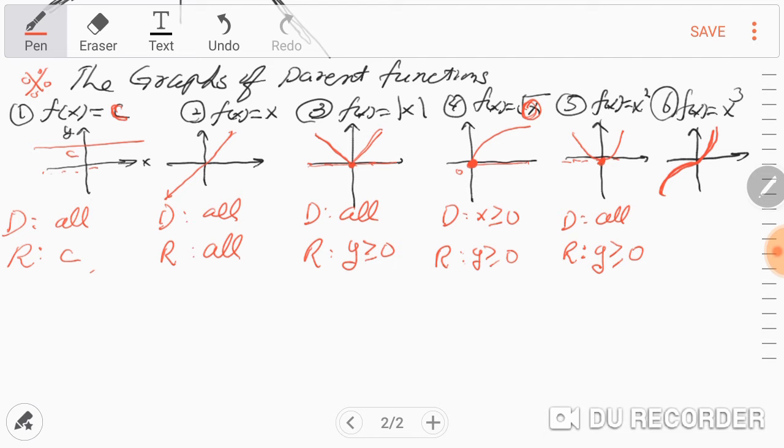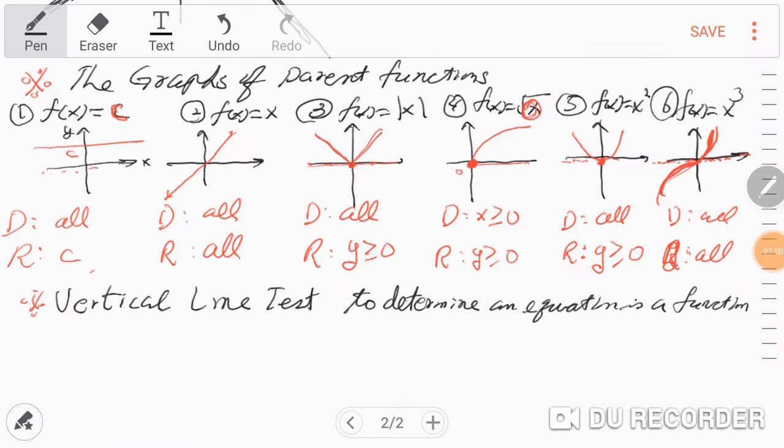Okay, how about the last one, x cubed? For x cubed, the domain is the x values, and there's no restriction on the x values, so x is all real numbers. And based on these x values, the y value of the graph is also positive, negative, it doesn't matter. So the range is also all real numbers. So this is important. The graph of parent functions is really important. So memorize the graph of each function.